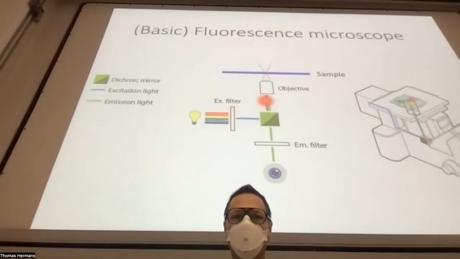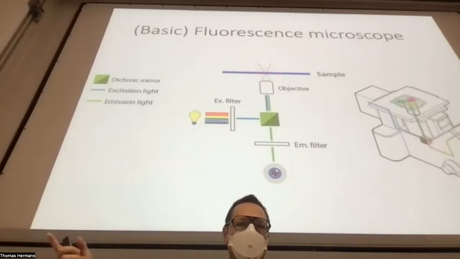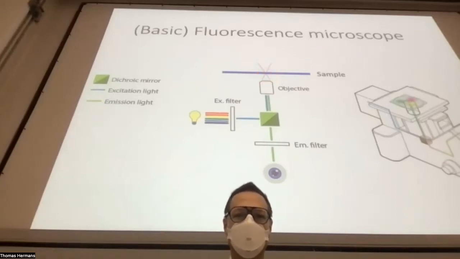It goes into the objective, that's the lens, and then it's focused on the sample, right? So this is the focal spot, and then the sample will emit light, green in this case. The green light goes back into the same objective, so it goes back down, and then it goes here, and now it goes onto the dichroic mirror, but in the range where it's transmitted. So the green light goes straight.